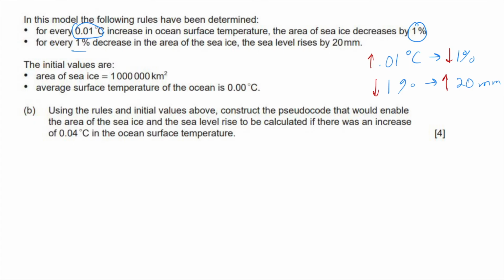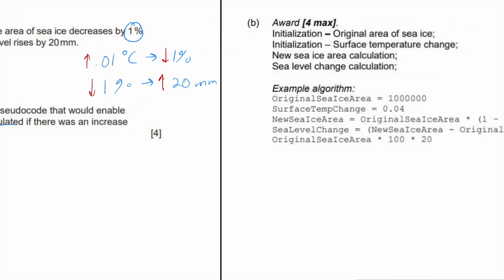And the initial value of the area of sea ice is 1 million kilometers squared. The average surface temperature is 0.00 degrees Celsius. Using the rules and initial values above, construct the pseudocode that would enable the area of the sea ice and sea level rise to be calculated if there is an increase of 0.04 degrees Celsius in the ocean surface temperature. So let's take a look at the pseudocode that was used to answer this question.